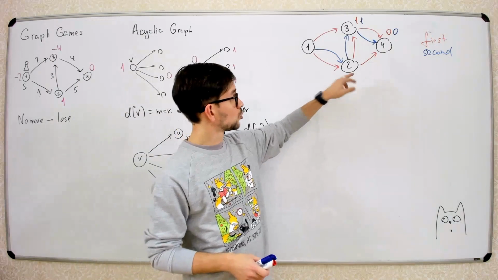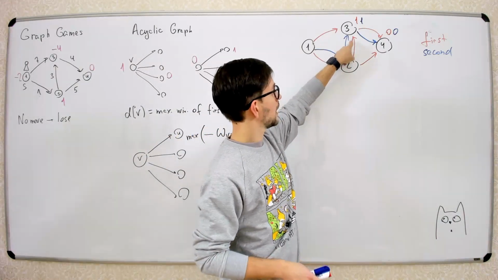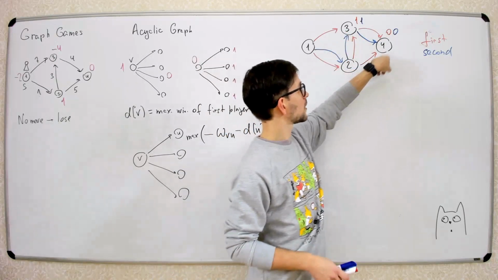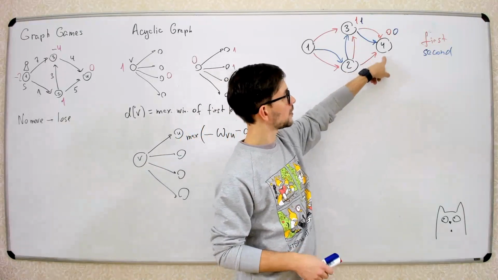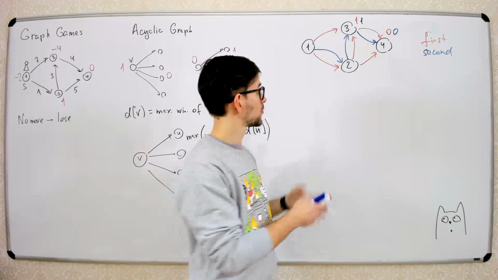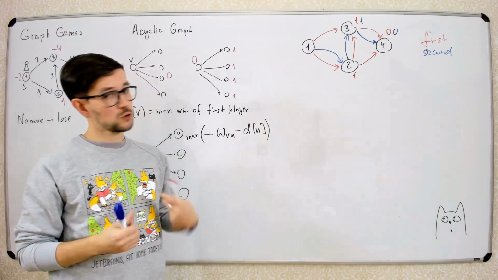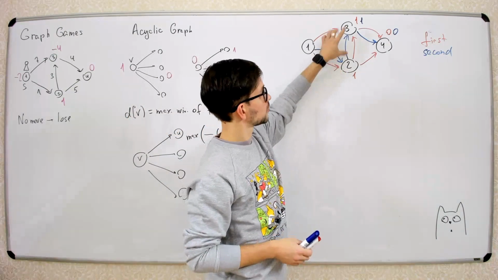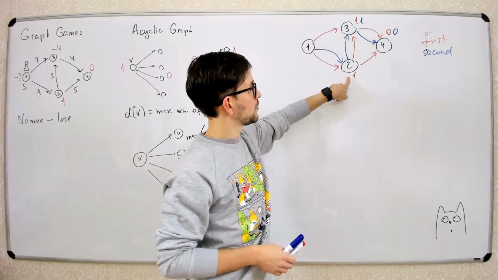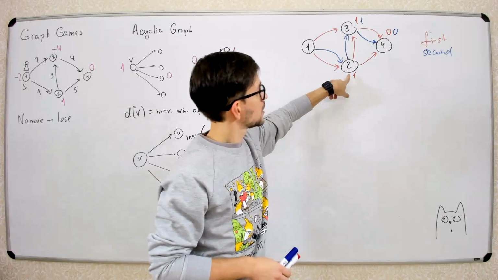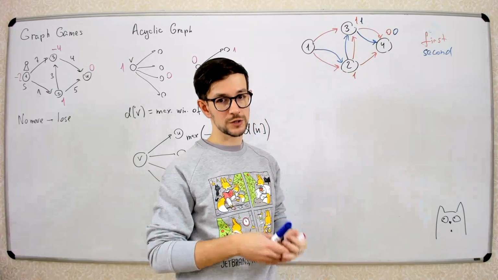Now, if I stand in node 2, and I am the first player, the red player, I can move here and lose, or I can move here and win. So the first player has two options, and he will decide to move here and win the game. So for the first player, this game is a winning game. And for the second player, this is a losing game, since the second player can only move here, and now the first player will win the game. So your game is losing if you're the second player.